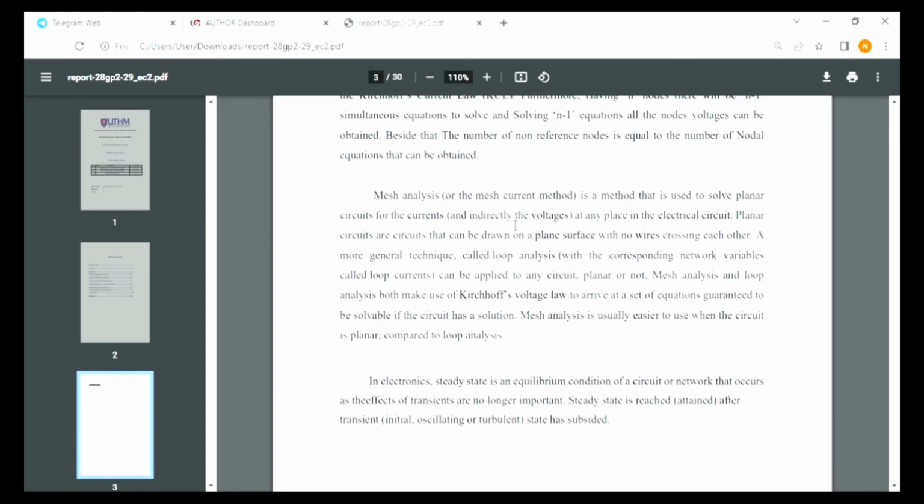Planar circuits are circuits that can be drawn on a plane surface with no wires crossing each other. A more general technique called loop analysis, with the corresponding network variables called loop currents, can be applied to any circuit, planar or not. Mesh analysis and loop analysis both make use of Kirchhoff's voltage law, which is KVL, to arrive at a set of equations guaranteed to be solvable if the circuit has a solution. Mesh analysis is usually easier to use when the circuit is planar compared to loop analysis.